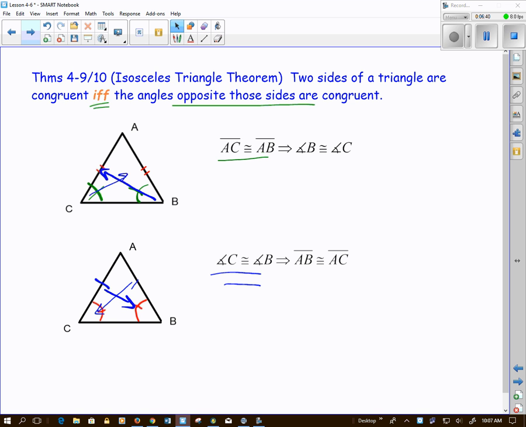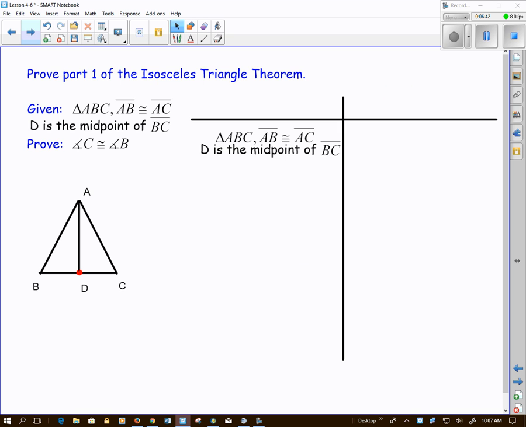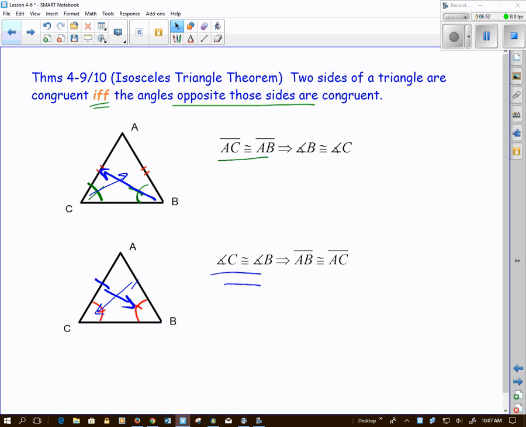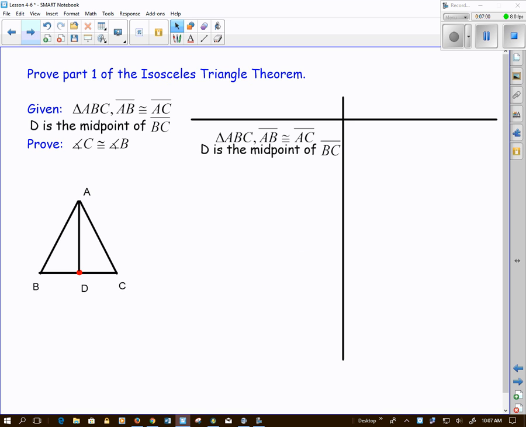So that's going to allow us to do quite a few interesting things using that isosceles triangle theorem. So the first thing we want to do with that is prove the first part. Okay, well, what was the first part? Going forward on that, it was if two sides are congruent, then the angles opposite those sides are congruent. So here we're given triangle ABC, and segment AB is congruent to segment AC, and D is the midpoint of BC. So there is our given.